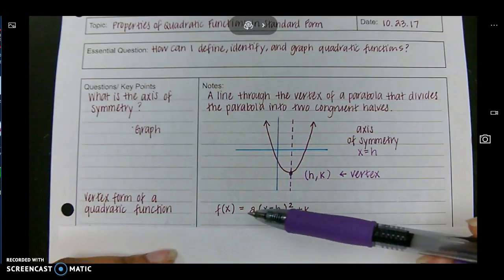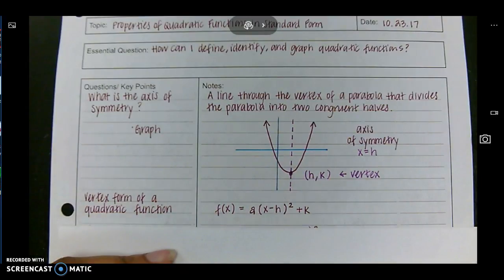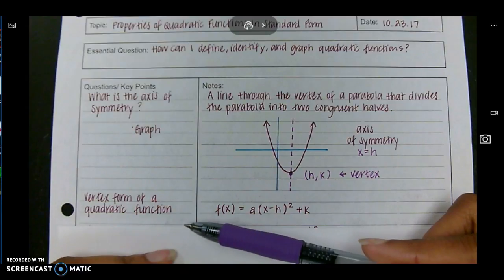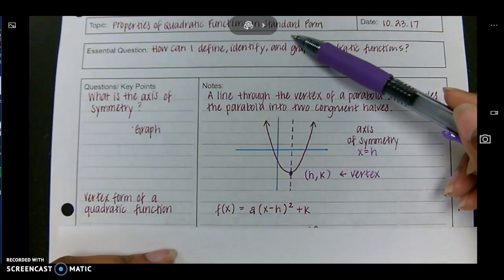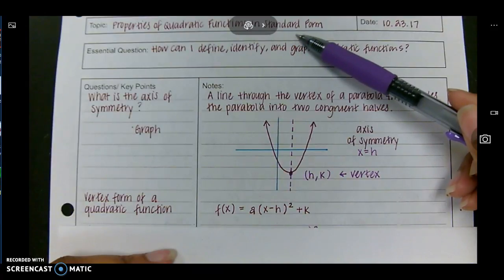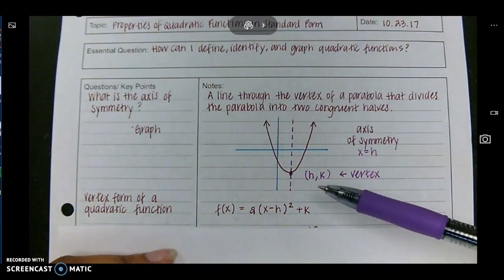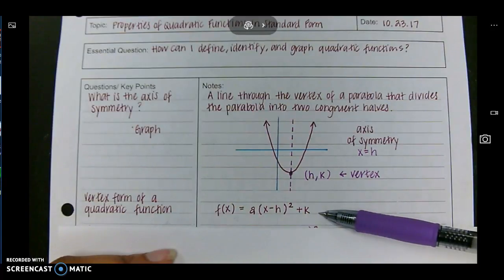The vertex form of a quadratic function. There are two forms for a quadratic function. The first one we're going to look at is the vertex form, but what we're really dealing with today is the properties of quadratic functions in standard form. So we'll get to that in a minute. But the formula looks just like this. f of x equals a times (x minus h) to the second power plus k.